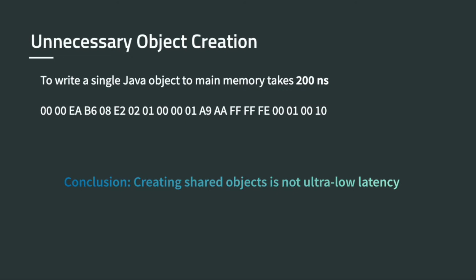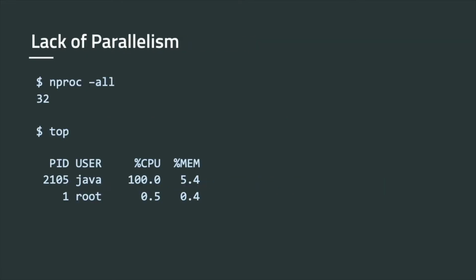So now I think you are beginning to grasp the gravity of the requirements of being able to produce something within 200 nanoseconds. You have to understand what you're doing. This is another problem, lack of parallelism. You might have 32 CPUs or threads on your CPU, but you're stuck at 100%. This is a very common thing to see.